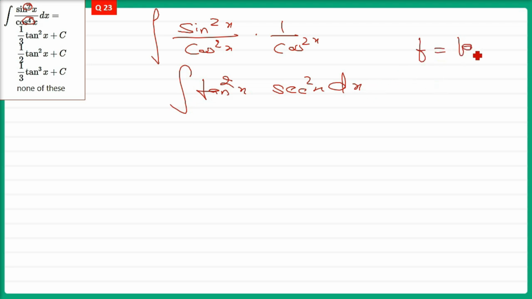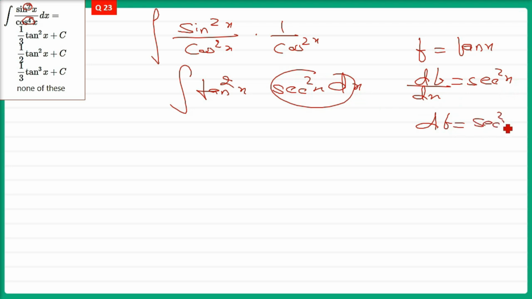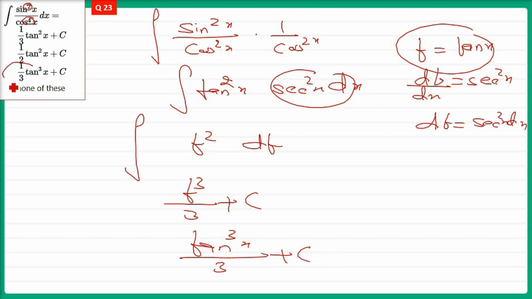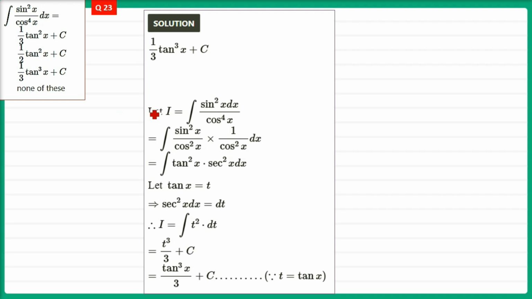But when you take t equals tan x, sec square x will automatically come, because dt by dx is sec square x. You can take dt equals sec square x dx. So dt will come like this. So this integration will be sec square x dx is dt. Tan square x is simply t square. So t cube by 3 will come, plus a constant of integration. So t was tan x, so tan cube x divided by 3 plus a constant of integration. So you can match this. The third one is the correct answer. So this is quite easy for you. I hope you'll be able to do it by yourself.